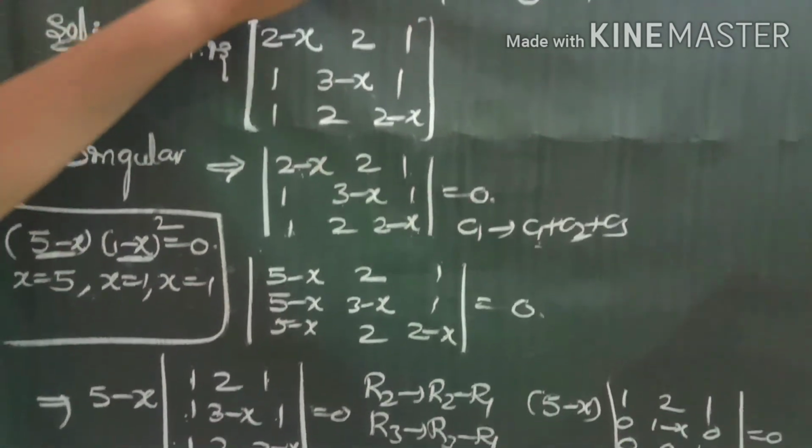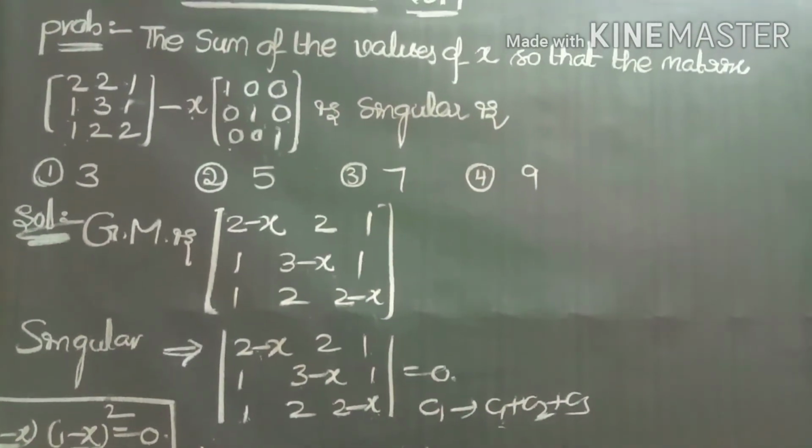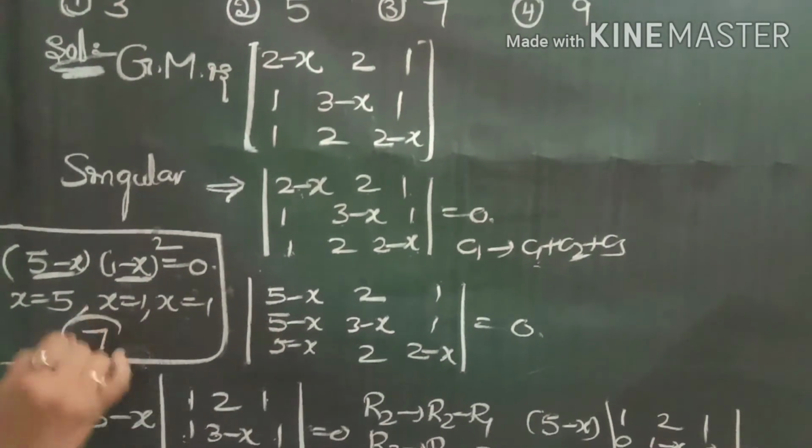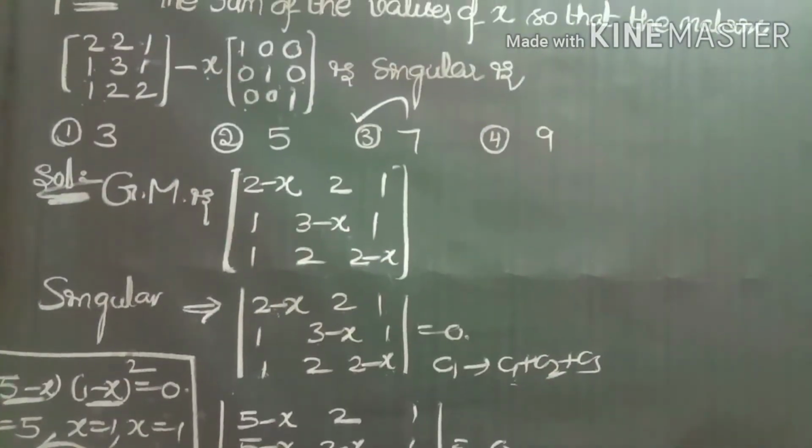Now what is the given question? Sum of the values of x, that is 5 plus 1 plus 1 equal to 7. That is the third option.